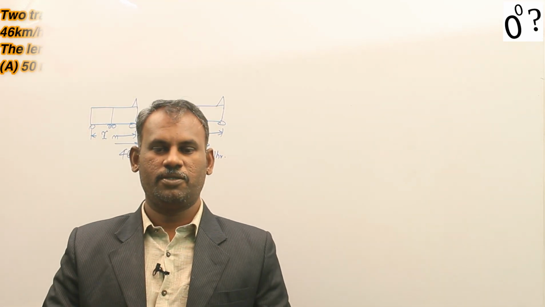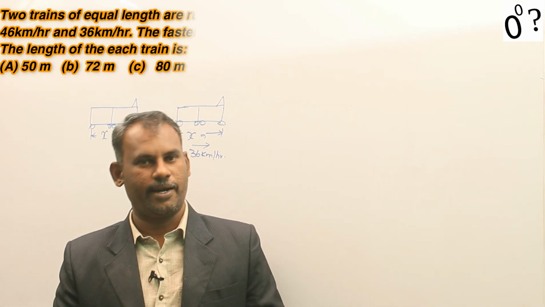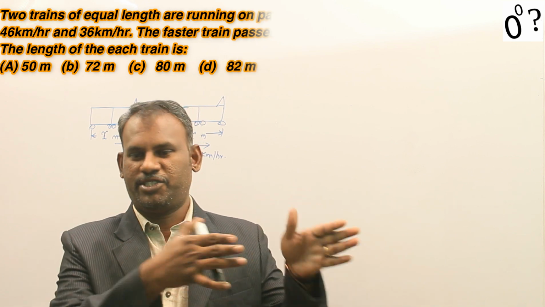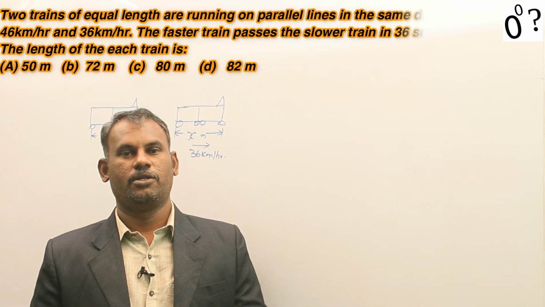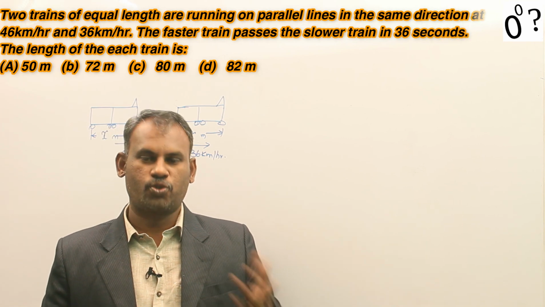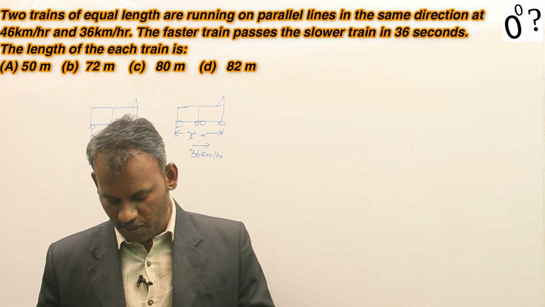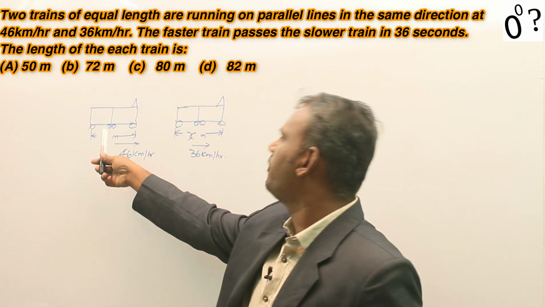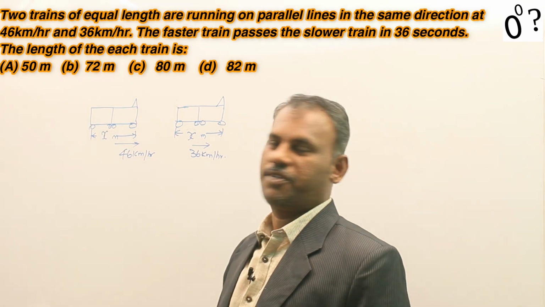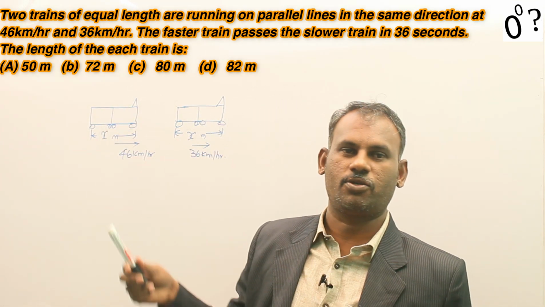So the next question is, two trains of equal length are running on parallel lines in the same direction at 46 km per hour and 36 km per hour. The faster train passes the slower train in 36 seconds. Find the length of each train. This is the question. Okay, so just assume this is the train. We don't know the length of the train. We just assume x is the length of the first train and the same length is equal to the second train.